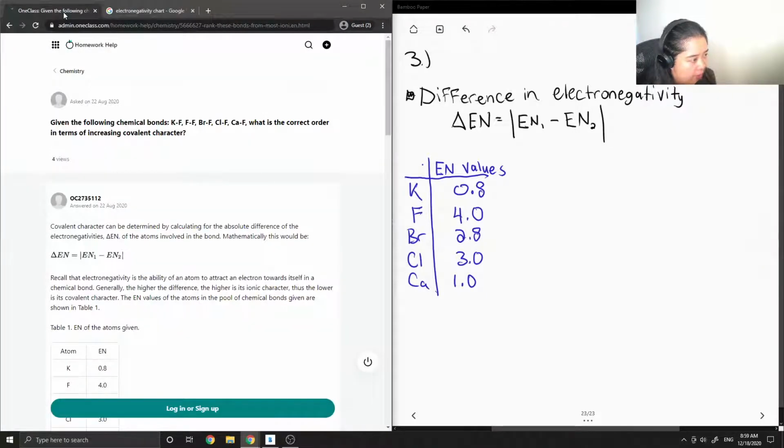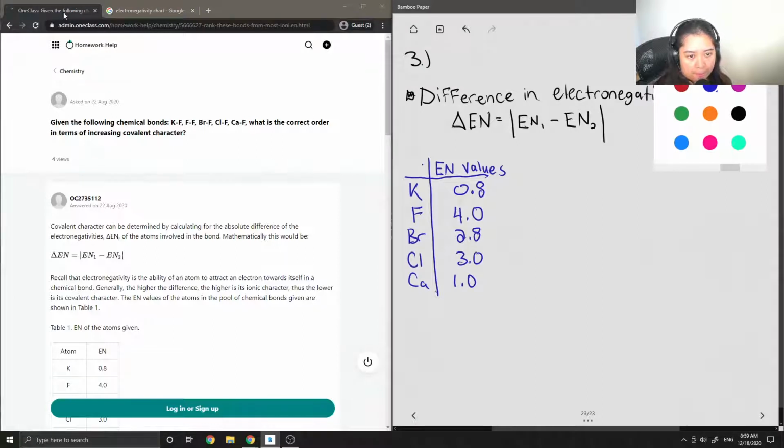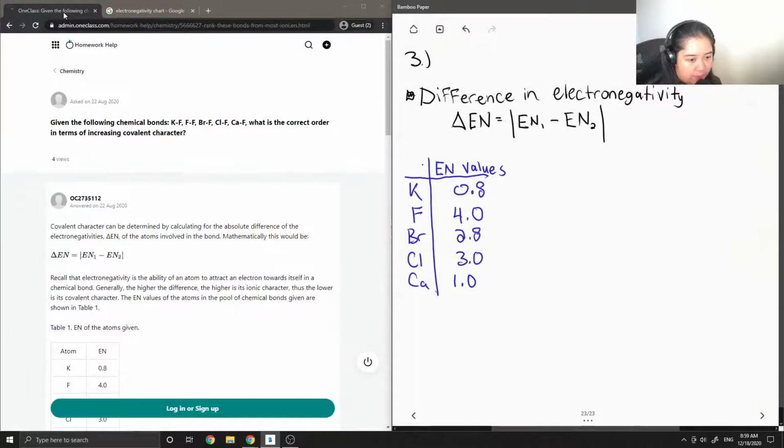Okay, so now that I have all my electronegativity values, I can find the delta En value for all of the different bonds. I'll just make a chart showing the bond and then the corresponding delta En value. So first we have potassium and fluorine. Its delta En value is just 4 minus 0.8, which is just 3.2.